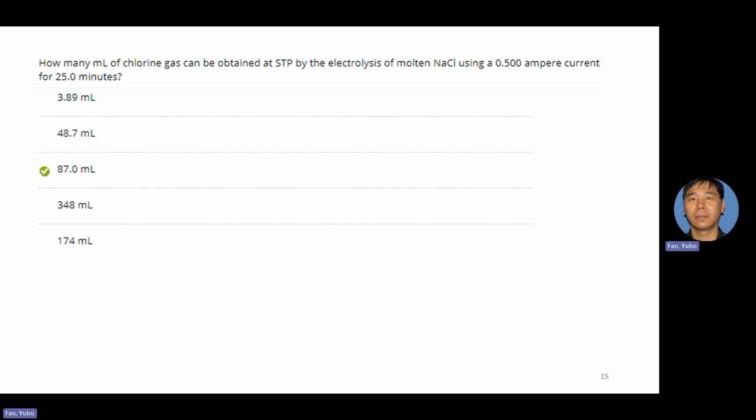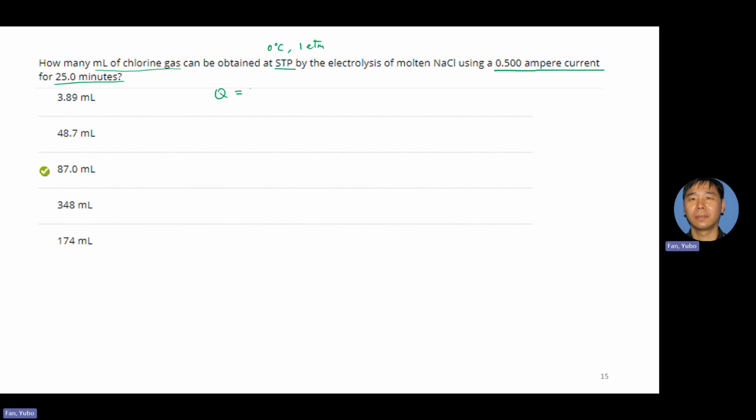Okay, how many milliliters of chlorine gas can be obtained at standard condition? Standard STP condition is 0 degrees Celsius and 1 atmosphere. That's the condition, okay? By the electrolysis of molten sodium chloride, using a 0.5 ampere current for 25 minutes.